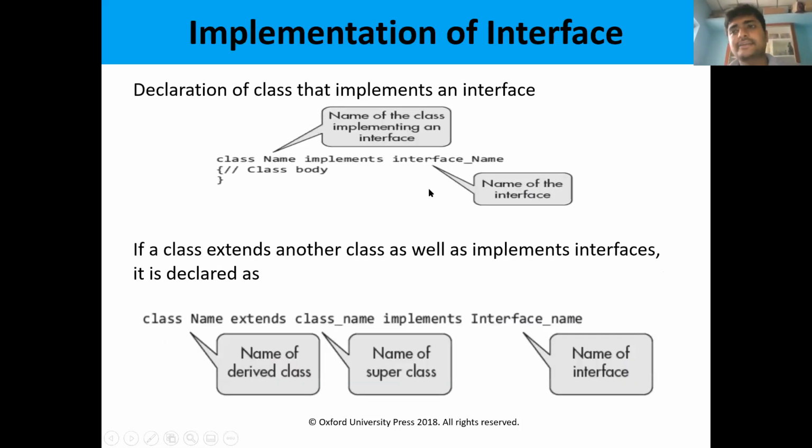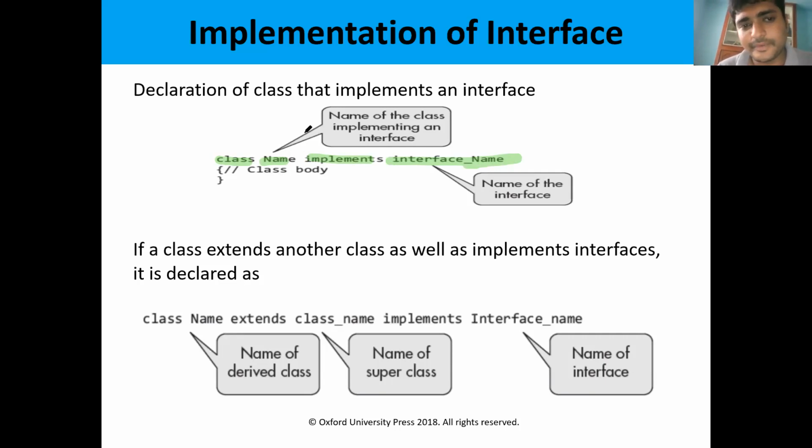So let us see the next topic, implementation of an interface. Till now we have seen the declaration of an interface. If you want to implement the interface, we need a class. So the syntax is: class name implements interface name. Simple. Already we have seen the syntax.